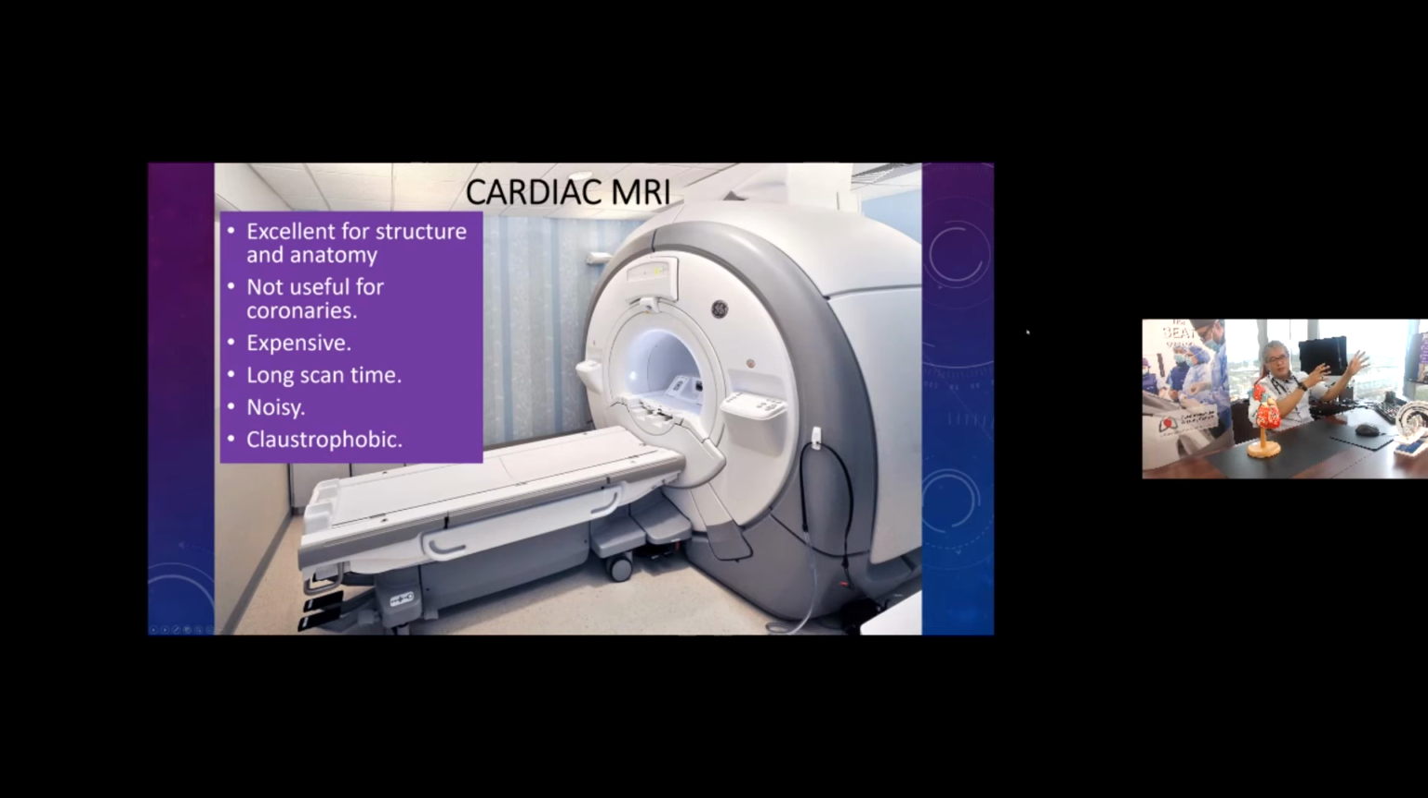And then one other machine that we can use is MRI, cardiac MRI, and sometimes we get requests from patients asking if we can do a cardiac MRI to see if they have a blockage or not. Now, cardiac MRI is very good for looking at the shape of the heart, the valves of the heart, and the overall function of the heart. It's not very good for the arteries. You cannot see the arteries from an MRI.